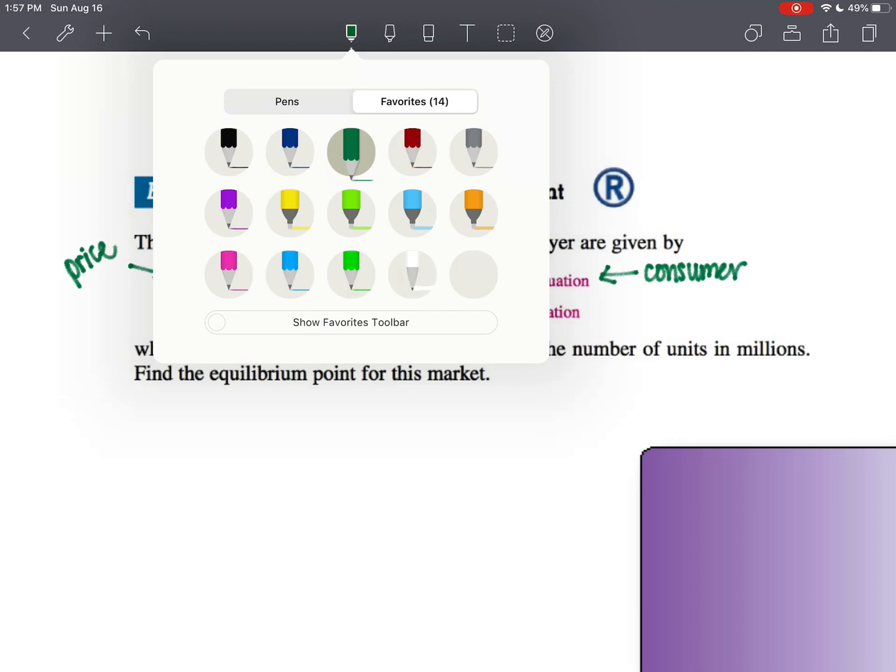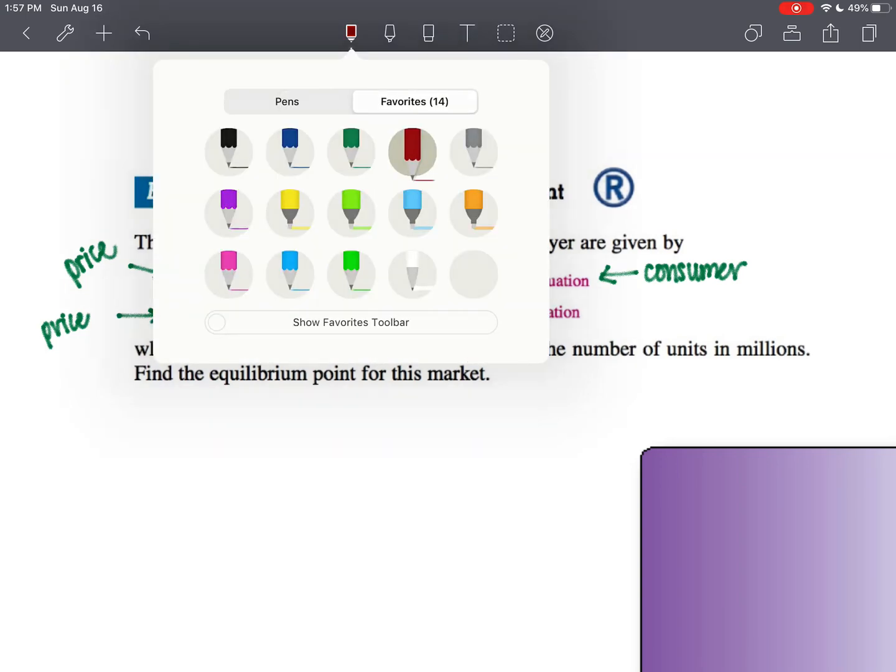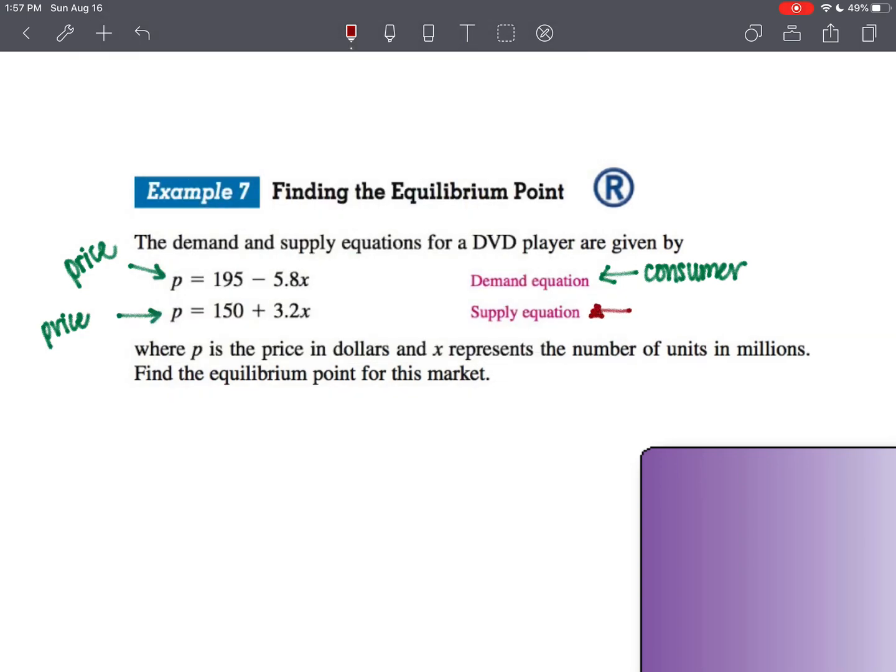That same price, I'm going to use green again because it's the same price, is equal to 150 plus 3.2x. That's your supply equation. So this right here is the producer. So you've got a consumer and you've got a producer. These two values are equal to each other.